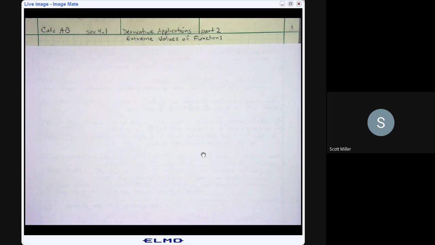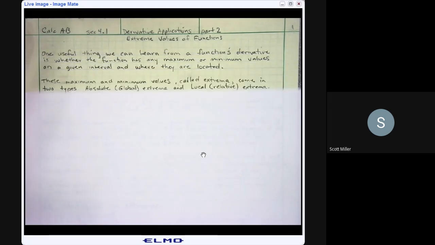Okay, so we're going to start looking at the second half of derivative applications. We're going to look at the extreme values of a function. So let's take a look at some definitions that we're going to be using and so forth.